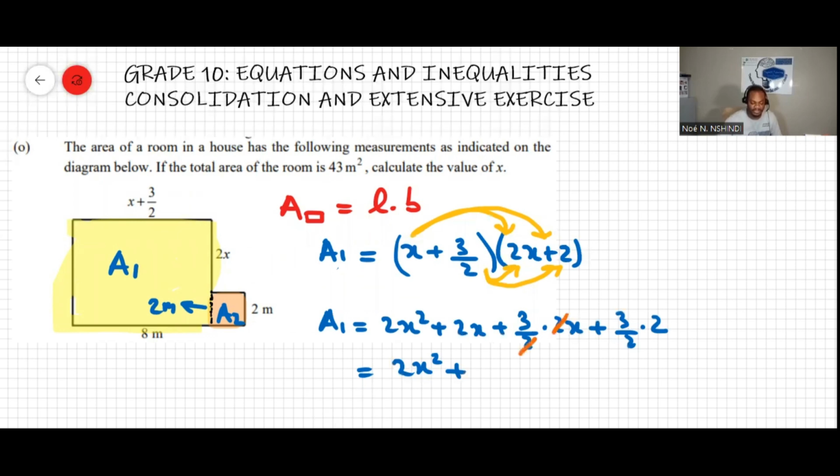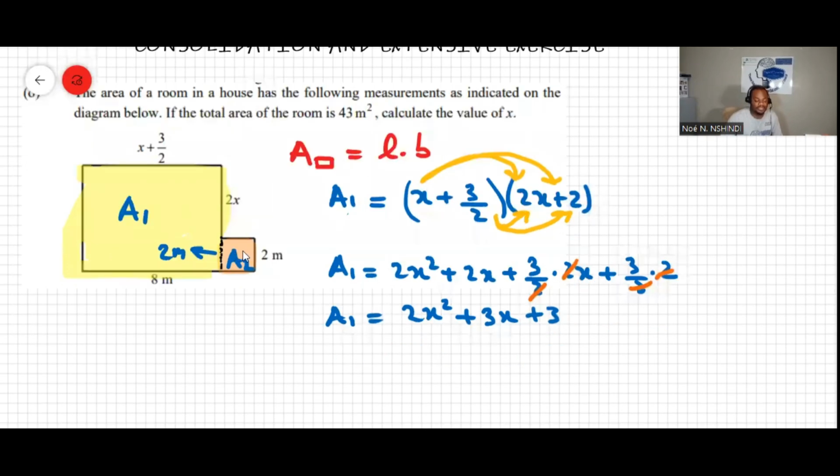It makes 3x. And there also we can simplify that, and that answer is just 3. So this area 1 is expressed by 2x squared plus 3x plus 3. Okay. Now area 2, then the smaller area here, because the whole thing here is 8 meters, and from there to there it's x plus 3 as that side.